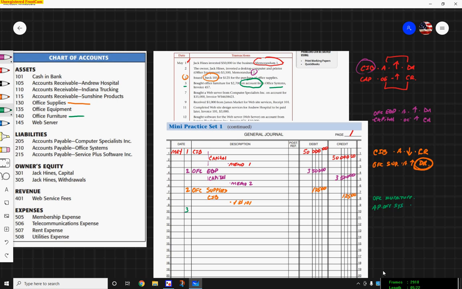Right? So office furniture is an asset account. It is increasing. There's our debit. Accounts payable, well, that's a liability account. It's increasing. There's our credit. Debits first. Always debits first. Office furniture.